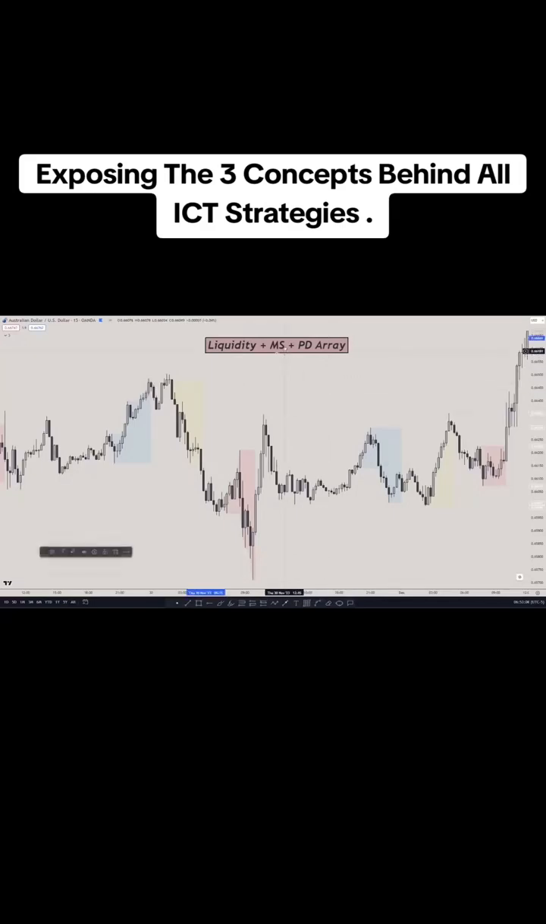Now, using those three main concepts, and at this point with a real understanding of the market and all of the setups or strategies that have been uploaded, you'll understand all of those and what they rely on.